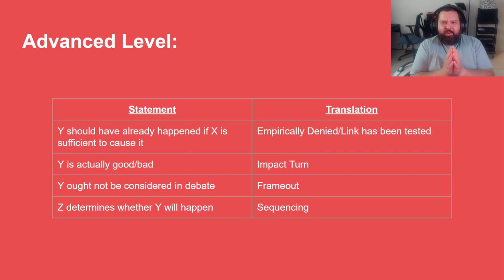Now, a lot of you may be thinking, like, what? Impact turn's simple. It's in button. Why is it in advanced? Impact turns definitely aren't simple, in my opinion. It's very hard to actually win an impact turn debate. You're putting a lot of eggs in one basket. You are conceding that the advantage happens and the impact happens. You're just trying to win that it's bad. Potentially difficult. Advanced level, in my opinion. Most people don't go for impact turns. Let's look at our examples.